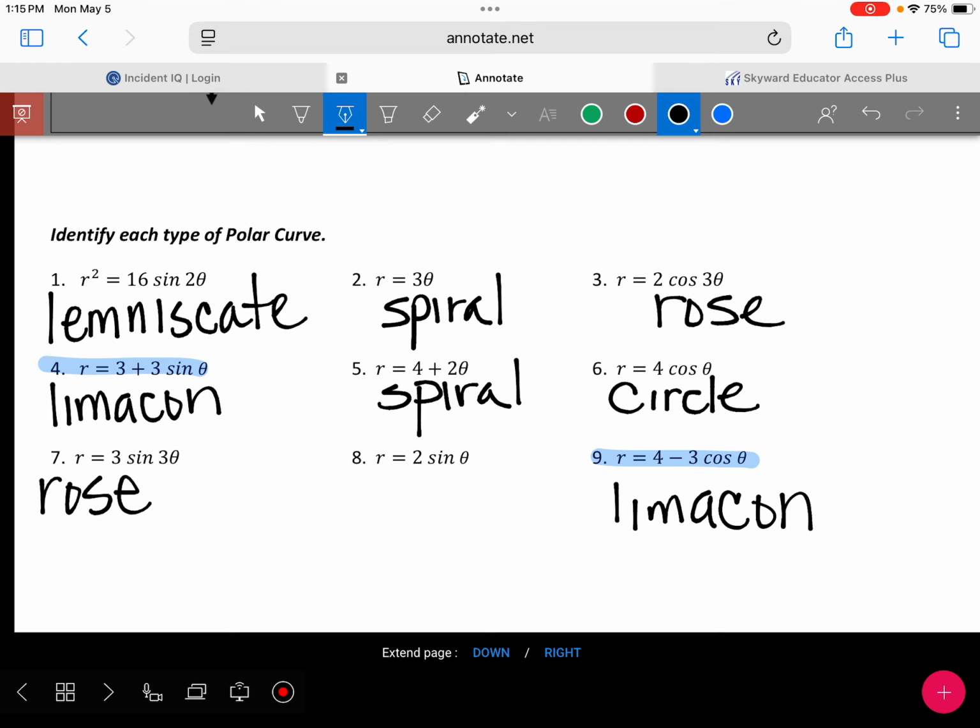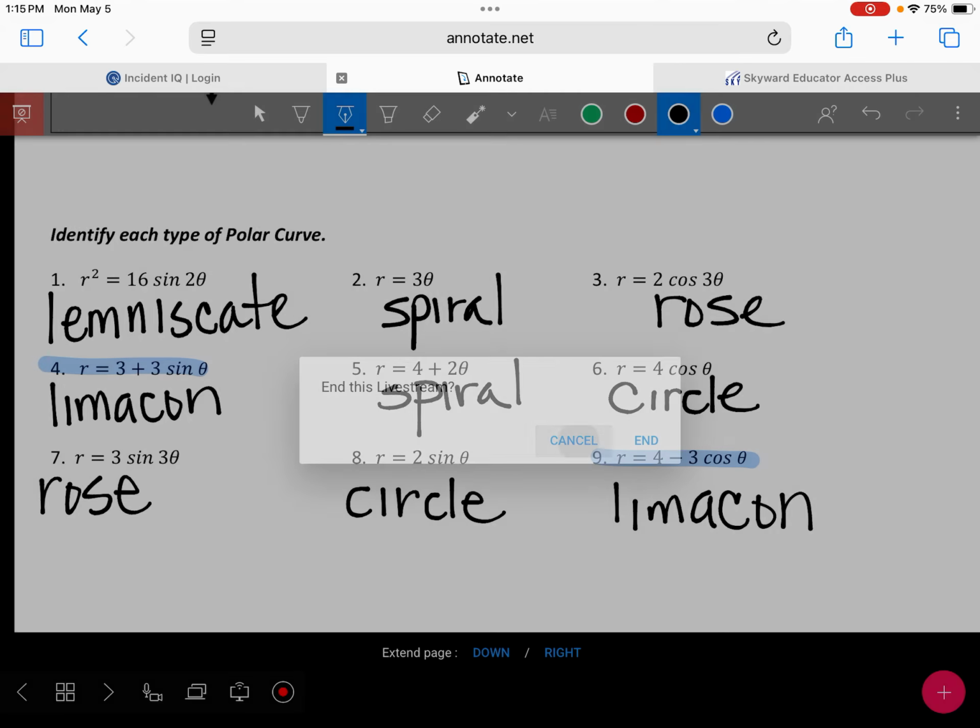And what about number 8? Circle. All right, so we're going to end there. But what I am going to do is I'm going to show you the calculator on Canvas.